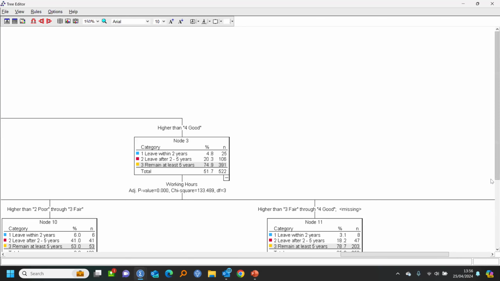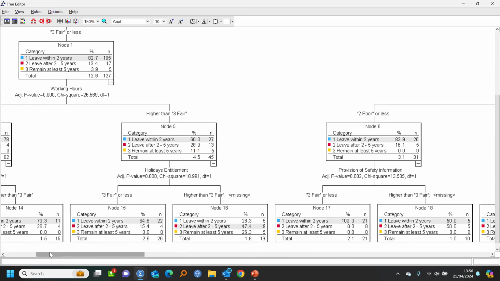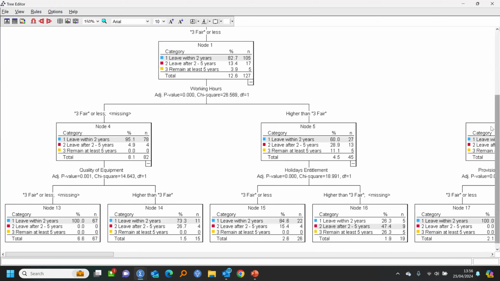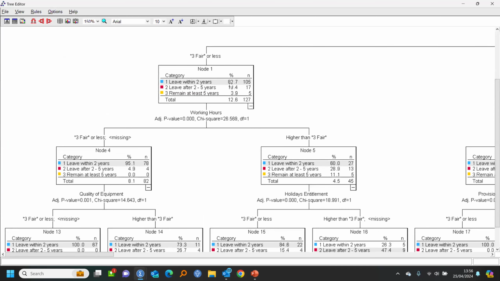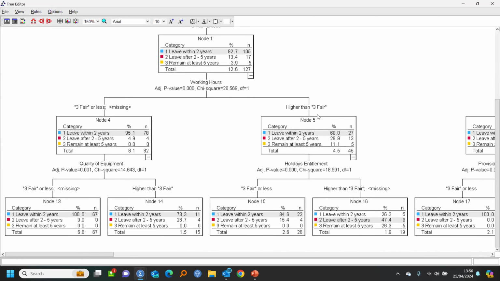And then we can see how that splits down into the other factors like working hours, holiday entitlement. Find the exceptions to the rule that we talked about earlier on. Is there an exception to the rule here where people say, look, 82% will leave within 2 years. Can we get that number lower? Well, yes, it says if they think the working hours are better than fair, and if they think the holiday entitlement is better than fair, then that number drops to 26%. So we find these exceptions to the rule.